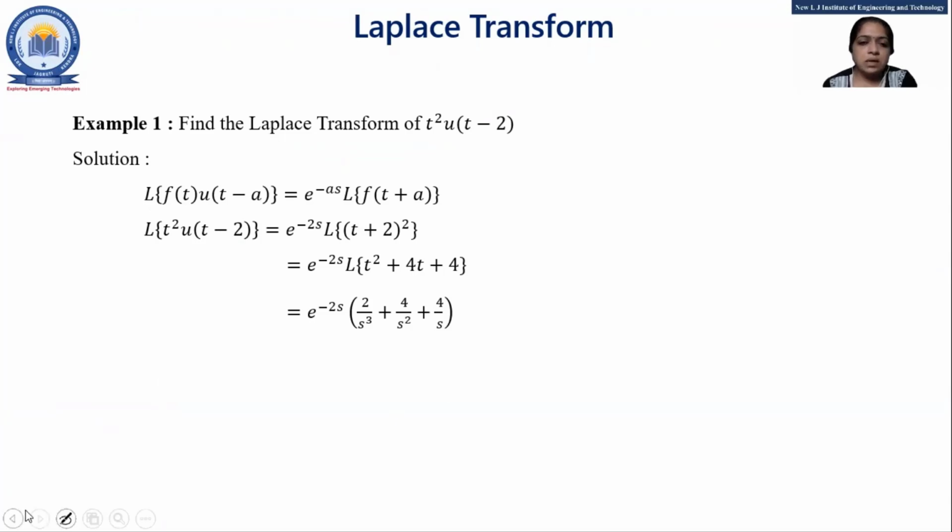Okay, see here, e raised to minus 2s, Laplace of t plus 2 the whole square, Laplace of function of t plus a. So t plus 2 the whole square. So e raised to minus 2s. T plus 2 whole square means t square plus 4t plus 4. So you have to just find the Laplace of t square, Laplace of 4 into Laplace of t, and 4 into Laplace of 1, right?